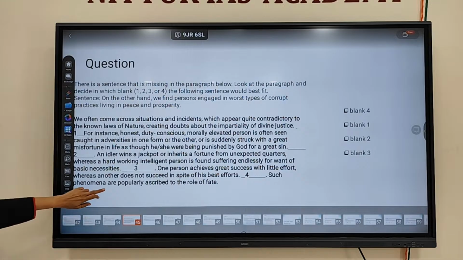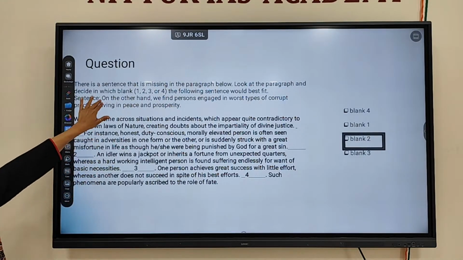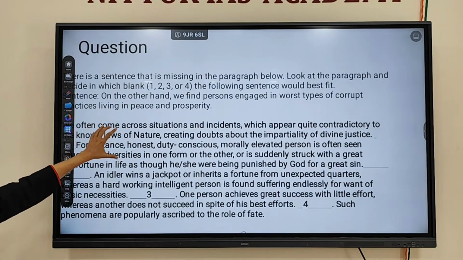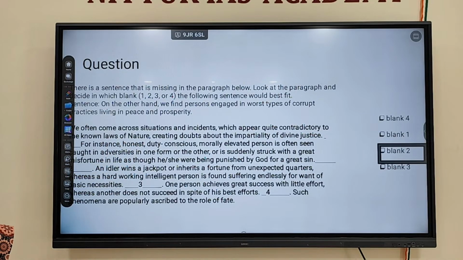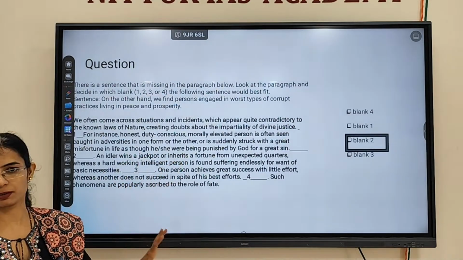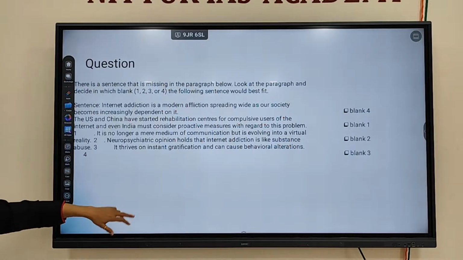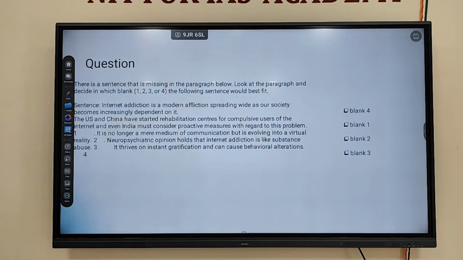We did this question. So when we are saying there are a lot of corrupt practices, we need an example, and then this brings us to question the divine, where bad is happening to the people who are doing good, and good is happening to the people who are doing bad. This brings us to understand that blank 2 is the most appropriate fit. Moving on, an idler wins the jackpot and a person who is working hard is not getting anything. So that's where we are questioning, God, what is happening? This person, Papa, is working and that person sitting idle in the house just purchased a ticket and got the jackpot.